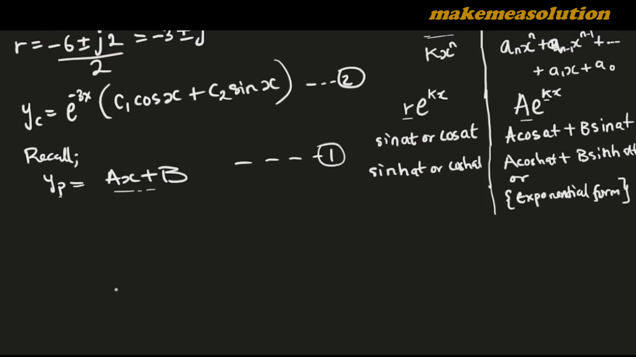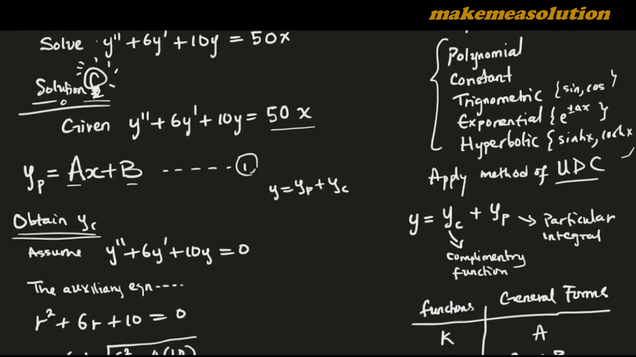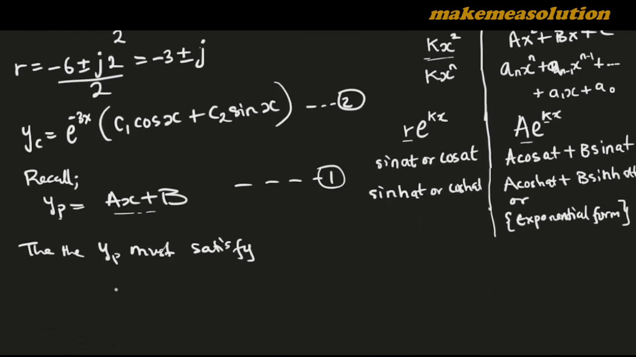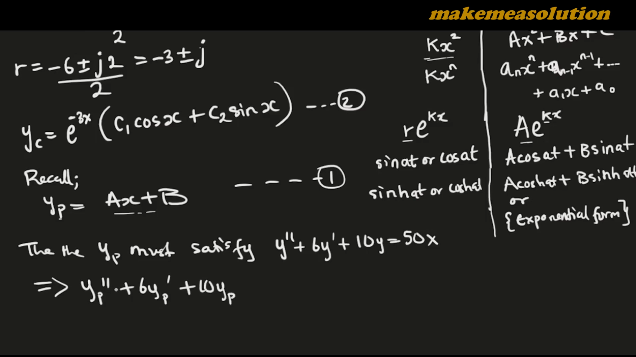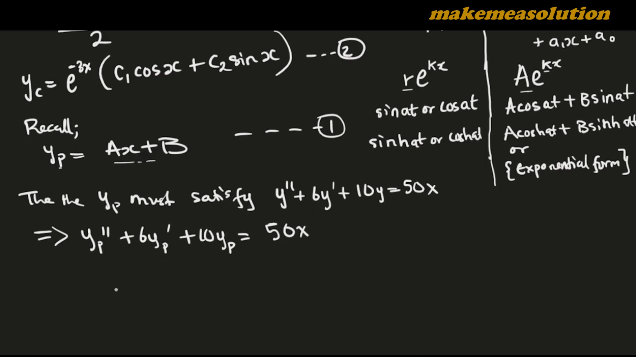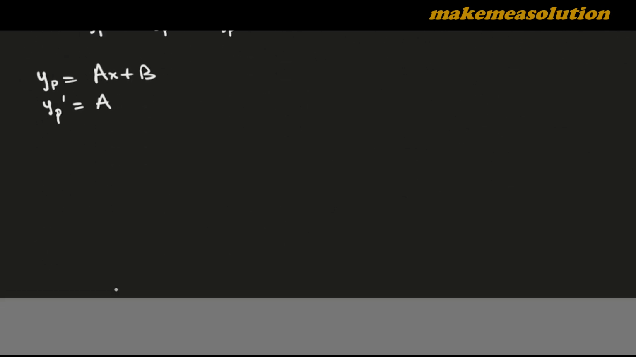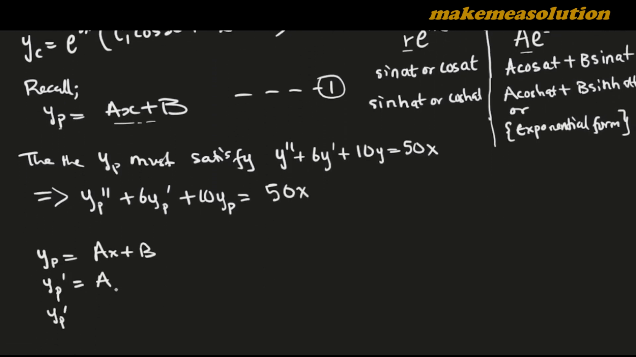No term in the particular integral form is repeating in the complementary function. So the next assumption is that the particular integral, the yp, must satisfy the differential equation given to me, which is y prime prime plus 6y prime plus 10y equal to 50x. So yp prime prime plus 6yp prime plus 10yp must also be equal to 50x. Is that okay? So this means that we need to obtain yp prime and yp prime prime. We have yp as ax plus b, so yp prime is going to be, if you differentiate, a. Then finally yp prime prime is going to be 0.